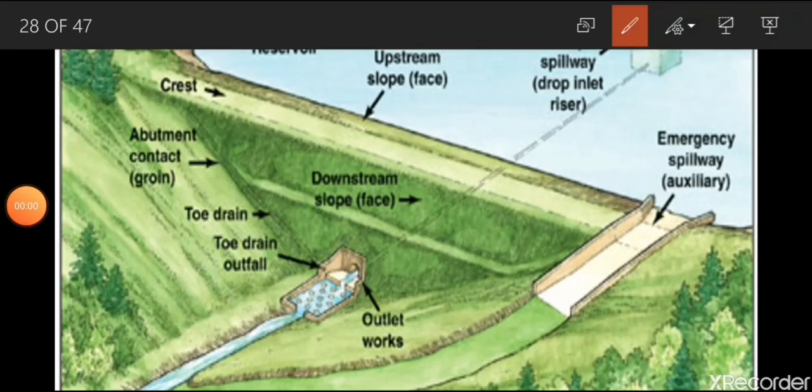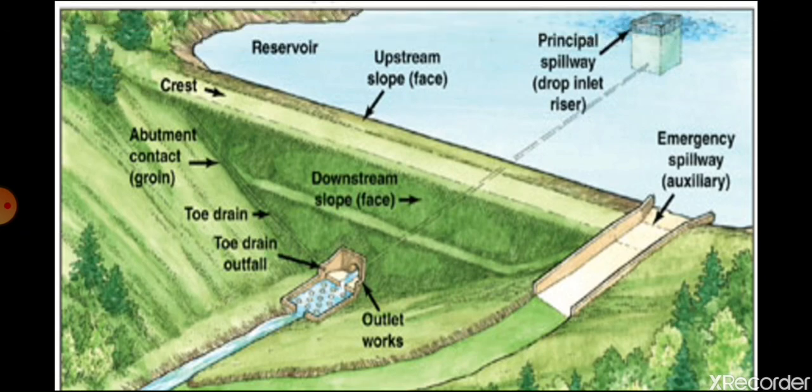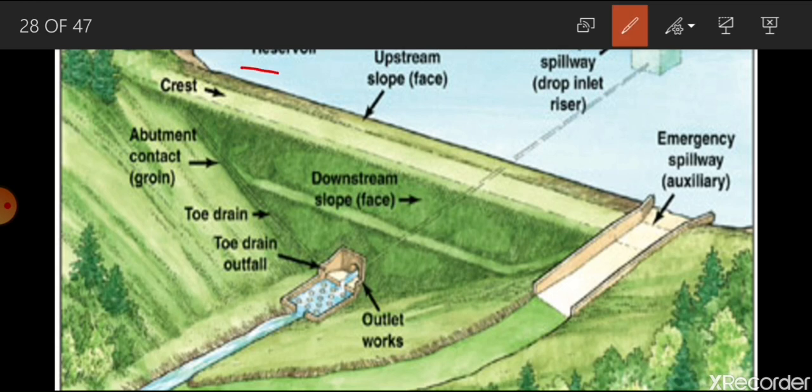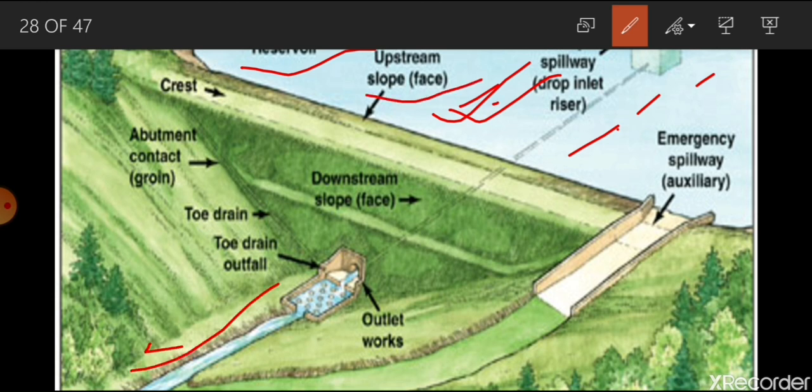For a better understanding of the concept of a spillway, you may get a better idea through this diagram. Say this is a reservoir. This is the water which is stored due to some rainfall or floods accumulating in this reservoir. Now this is upstream, and this one is downstream.